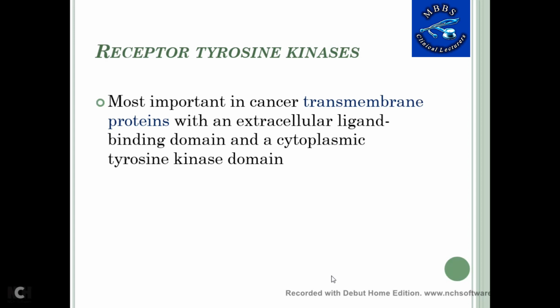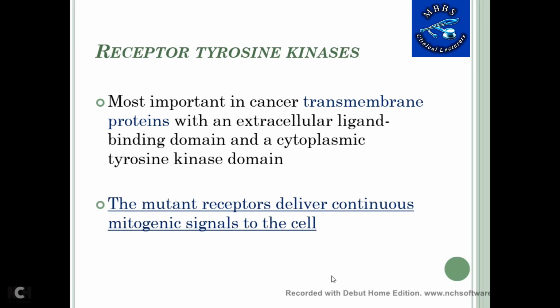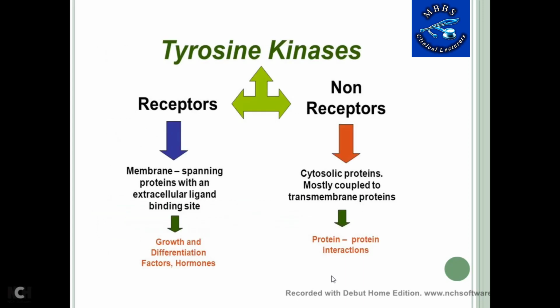Now, proteins involved in signal transduction. Receptor tyrosine kinases are the most important in cancer: a transmembrane protein with an extracellular ligand binding domain and a cytoplasmic tyrosine kinase domain. You have studied the tyrosine kinase pathway in the chapters in physiology, where you did the metabolic pathways, and also in biochemistry, right? So these are exactly the same pathways, but they are more activated within the cancer cells. So the mutant receptor delivers continuous mitogenic signals to these cells.